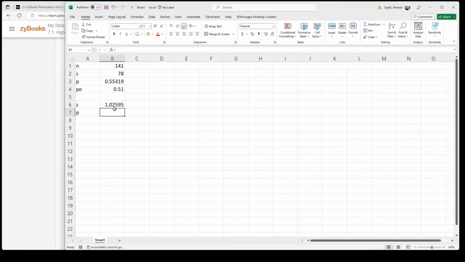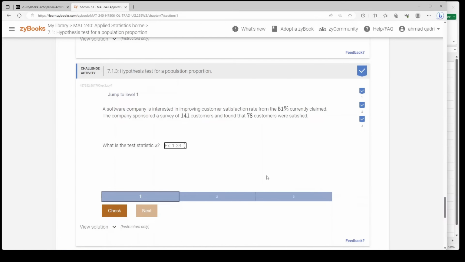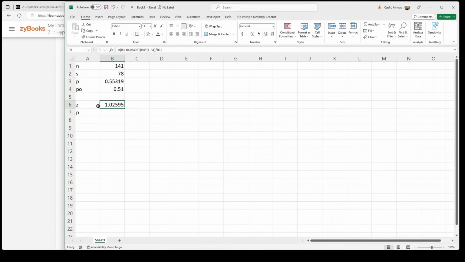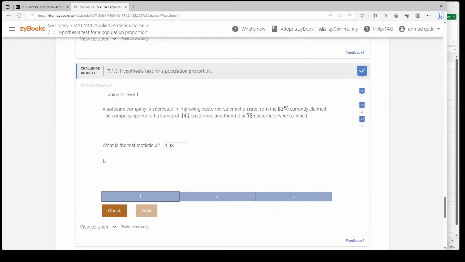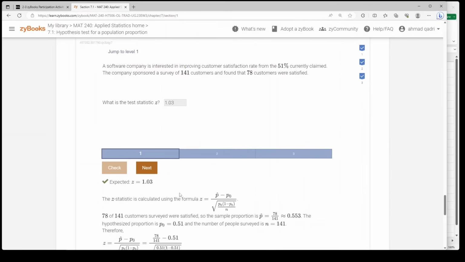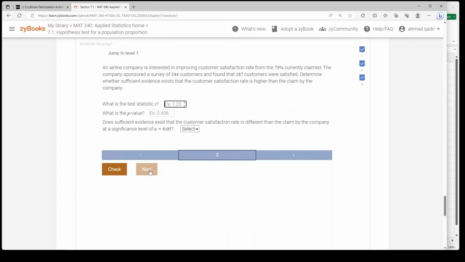And so the z test statistic is 1.026. We just need 2 decimal places. So 1.02, or it will be 1.03, because when you round off, you get 1.03 here. So that's the correct answer here.